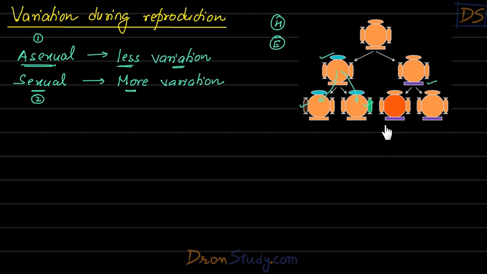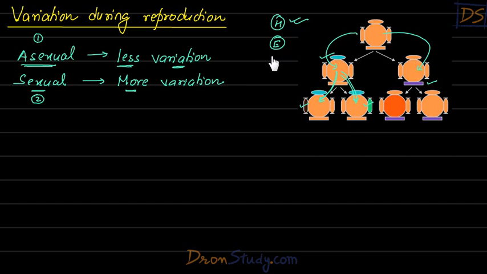See students, this was a parent. Most of its features have been transferred to the child. Now when this becomes a parent, once again most of the features are transferred to the child. This phenomenon of transfer of features from parent to child is called heredity. Students, right? You understand the point?